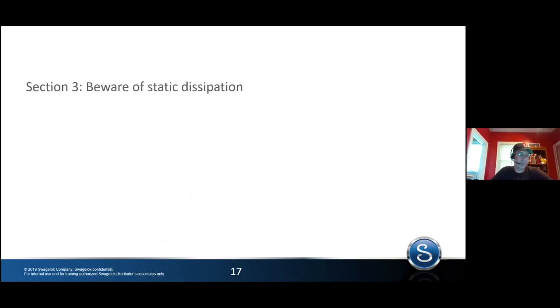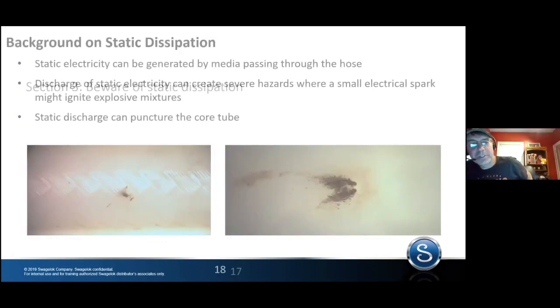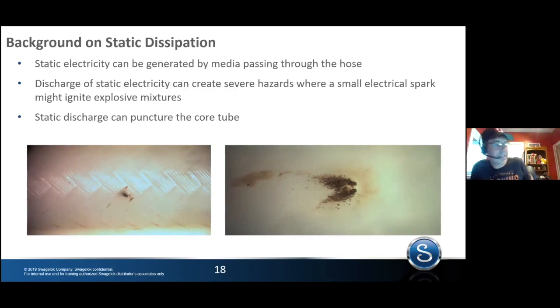So with that, we're going to move to the second most common issue we see, other than poor routing, which is what we call static dissipation. This is something that we see in Teflon or softer core materials. So this is a PTFE Teflon core hose, and what you see in these pictures is the braid, the metal braid, removed from the outside, and it's a burn mark.